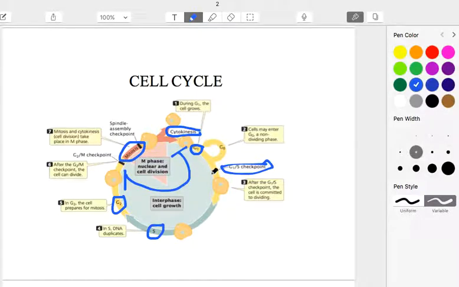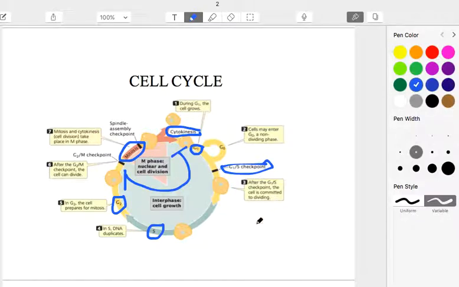Okay, they do not come back to the G1. Sometimes they do come, like for example, neurons. They do not divide, right? Non-dividing phase is called G naught. When everything is fine at the G1 S checkpoint, then the time is S phase.